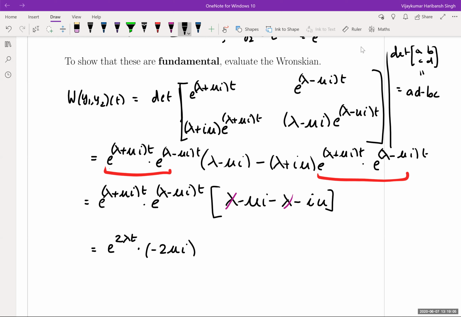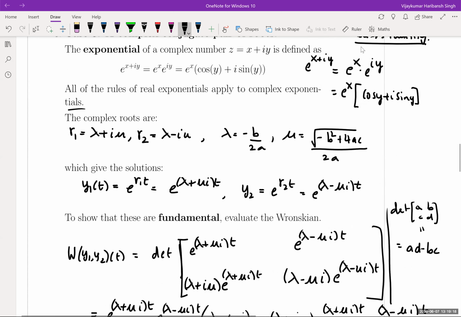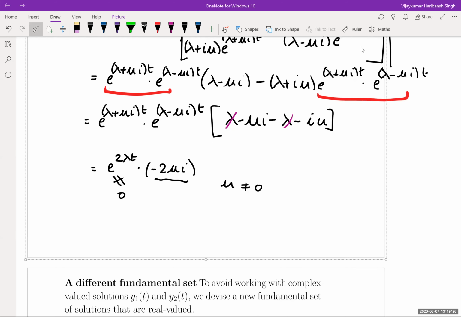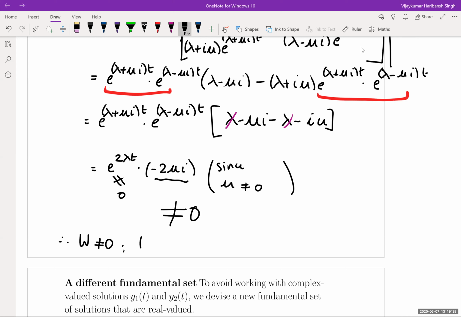And note that this is not 0 because lambda is real, and since the roots are distinct, mu is not 0. Otherwise, the root won't be complex, right? Mu is the part which is giving the complex part to the solution. It doesn't matter if lambda is 0, but since mu is not 0, the whole thing is not 0. So this implies the Wronskian is not 0, and these solutions form the fundamental set.